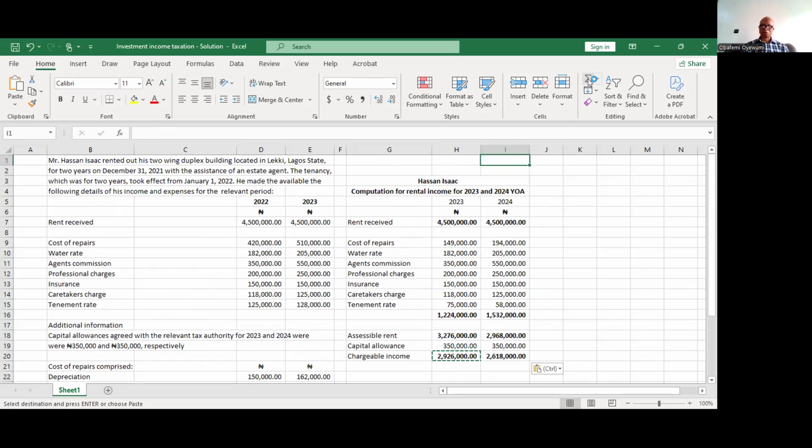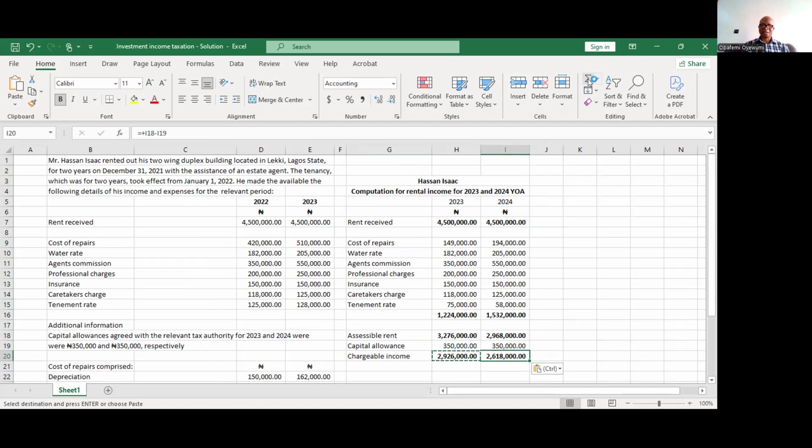So that is the solution to the question given to us earlier, which has also been copied to this particular part of the Excel worksheet. So for Mr. Hassan, the computation of rental income for 2023 and 2024 years of assessment, this is going to determine it. This is assessable rent, and after you do the capital allowance, you now have your chargeable income. This chargeable income is due to be taken or charged to tax based on the income of Mr. Isaac from the rent of his flat to his tenants.